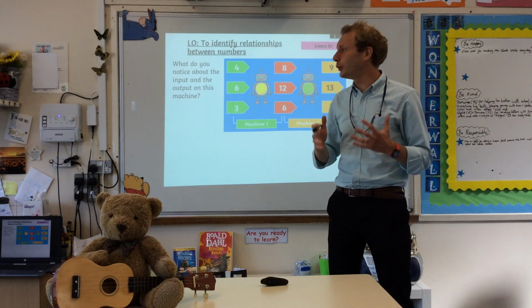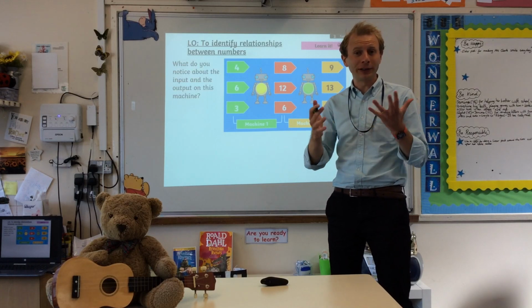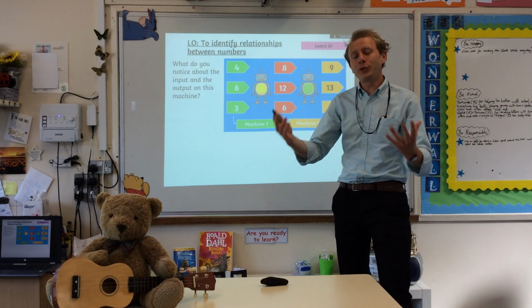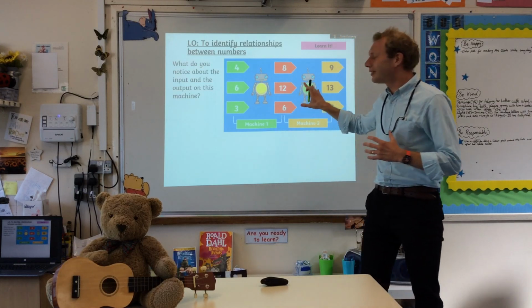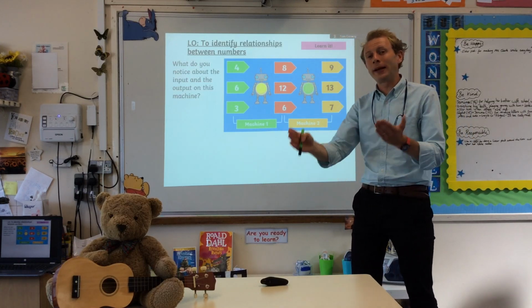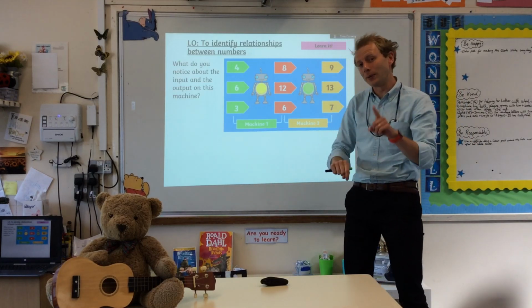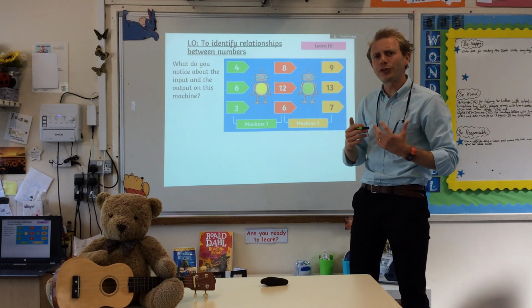Now for today's how-to guide, we're actually continuing with algebra, looking at our function machines. The LO today is to identify relationships between numbers. What's different about today's functions compared to the functions we did yesterday is we've actually got two function machines this time instead of just the one. So let's see if we can solve this.